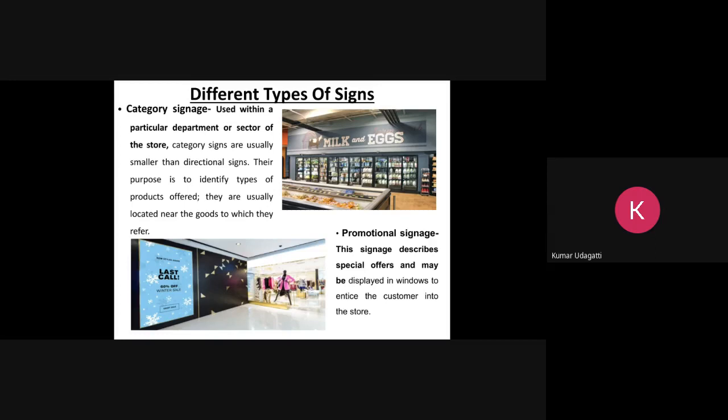Fine. So the purpose of this category signage is to identify what type of products are offered in that particular store, and usually it will be located very near to the goods it refers to, like any related products. If somebody wants to buy frozen foods, maybe it may be near the ice cream section, or maybe near some edible oils. Somebody who is buying oil finds there are certain frozen foods, ready to eat, where they need to just fry it and have it.